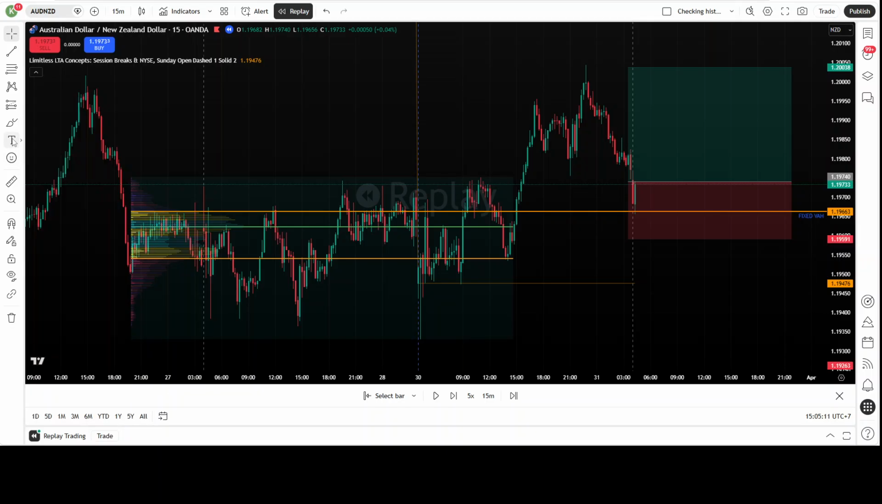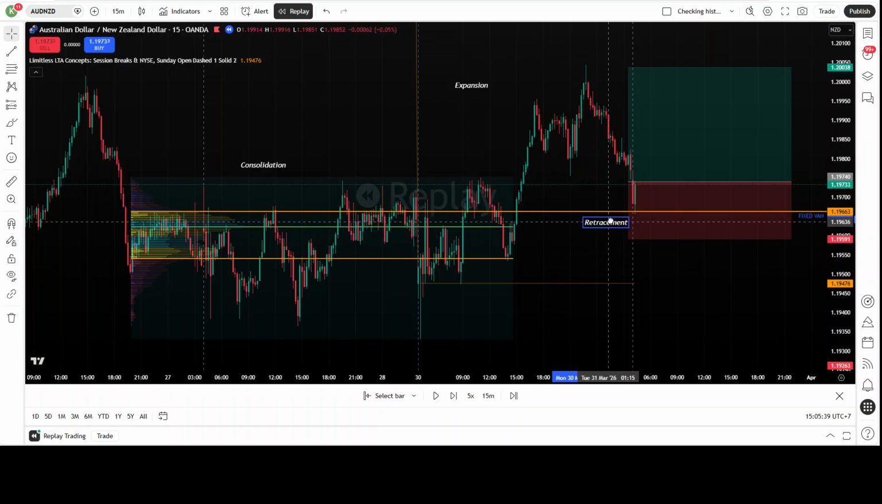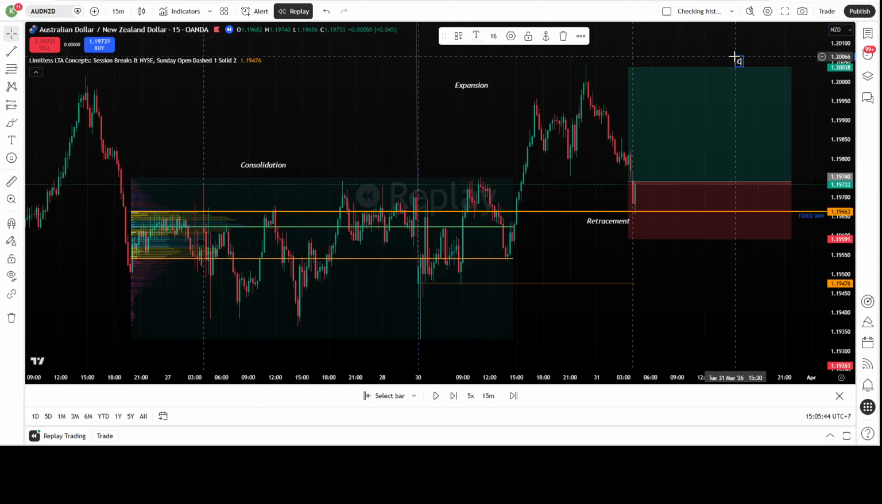And for people that are not familiar with consolidation, I want to go through this in slow motion. This consolidation right here. We have expansion up here. What we have after that is retracement. Retracement here. And next one, the money shot: continuation. This is how we get paid.